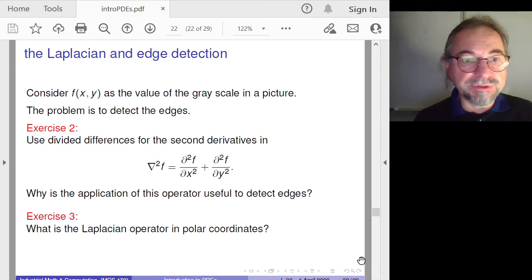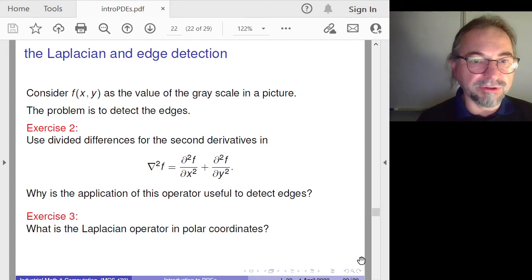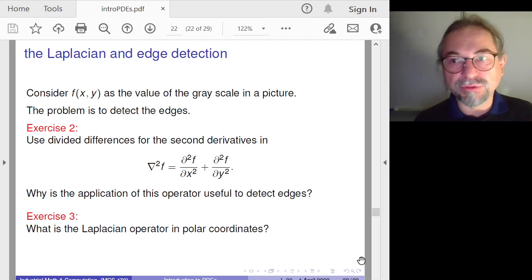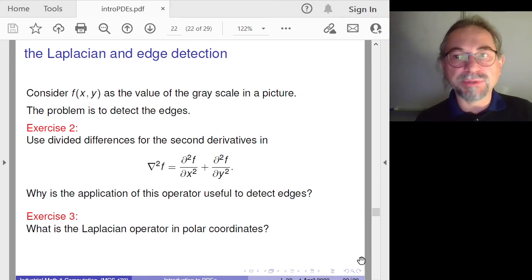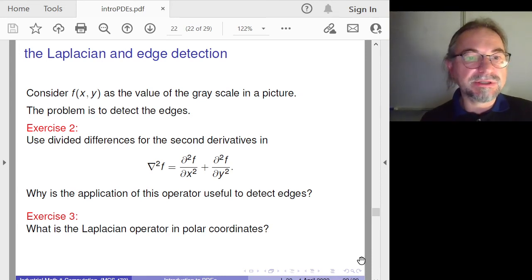Now, of course, you do this with the x and the y direction. If you have circular images, then polar coordinates might be a lot better to look at. So what is the Laplacian operator in polar coordinates is the third exercise. The textbook gives the Laplacian in spherical and cylindrical coordinates. So if you need inspiration for that, you can look it up also there. Okay.